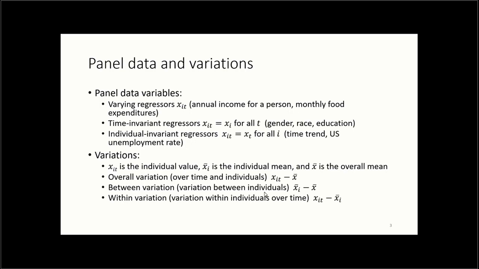And then we have the within variation, so that will be the variation within the individual over time. And here we would have the individual value x_it, how that differs from the individual mean. So basically, is the individual value higher or lower than the average for this particular person? So we would call this within variation because it's within the same individual, within the individual over time. The between variation is basically between individuals, from one individual to the next, and the overall variation involves both variations over time and individuals. Let me give you some examples.